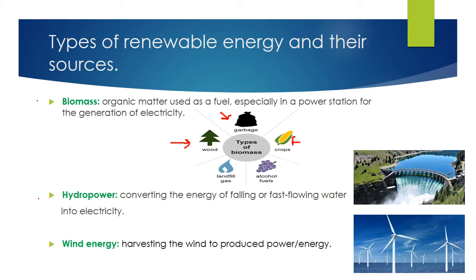Second type is hydropower, as the name suggests. It's converting the energy of falling or fast flowing water into electricity. When water falls heavily, this potential energy is converted into real or mechanical energy, producing electricity.